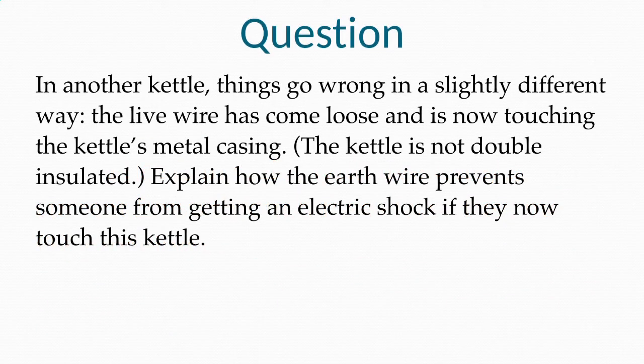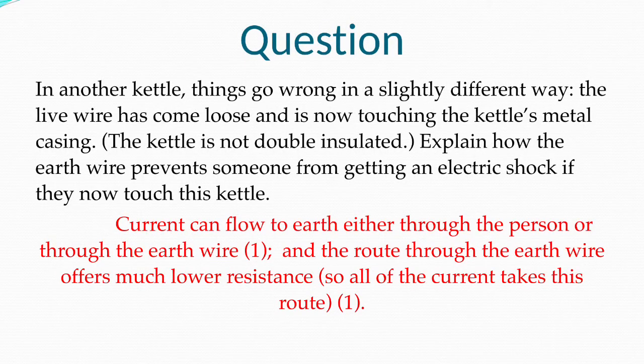In this problem, the live wire has come loose and touched the metal outside casing of a kettle. Explain how the earth wire prevents someone from getting electric shock if they touch the kettle. Pause the video while you answer the question. Current can flow to earth through the person or through the earth wire. The route through the earth wire is much lower resistance, and so this is the route the current takes.